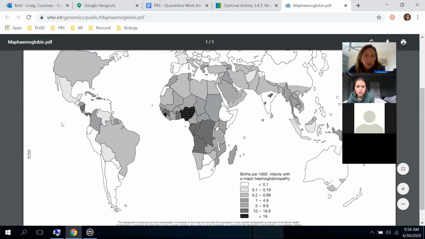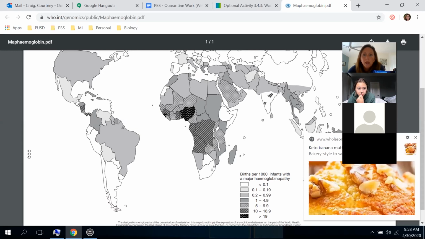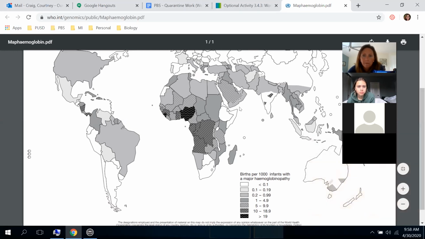And then over here in South America and Central America, we have a higher incidence as well. And so that should tell you something. We have to think about what's common to those places. Those are warm locations. They're basically right along the equator. And so they also are tropical in those locations.